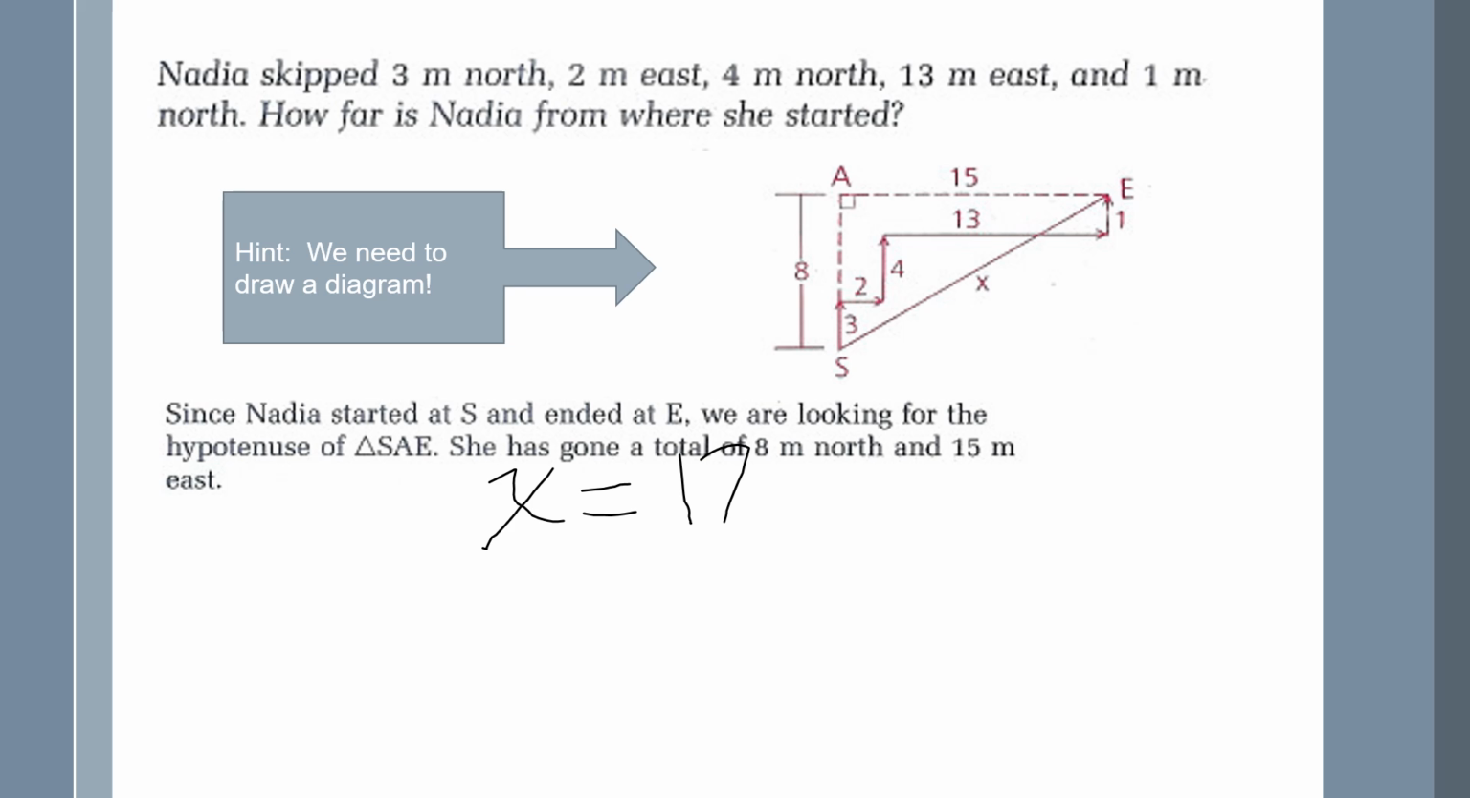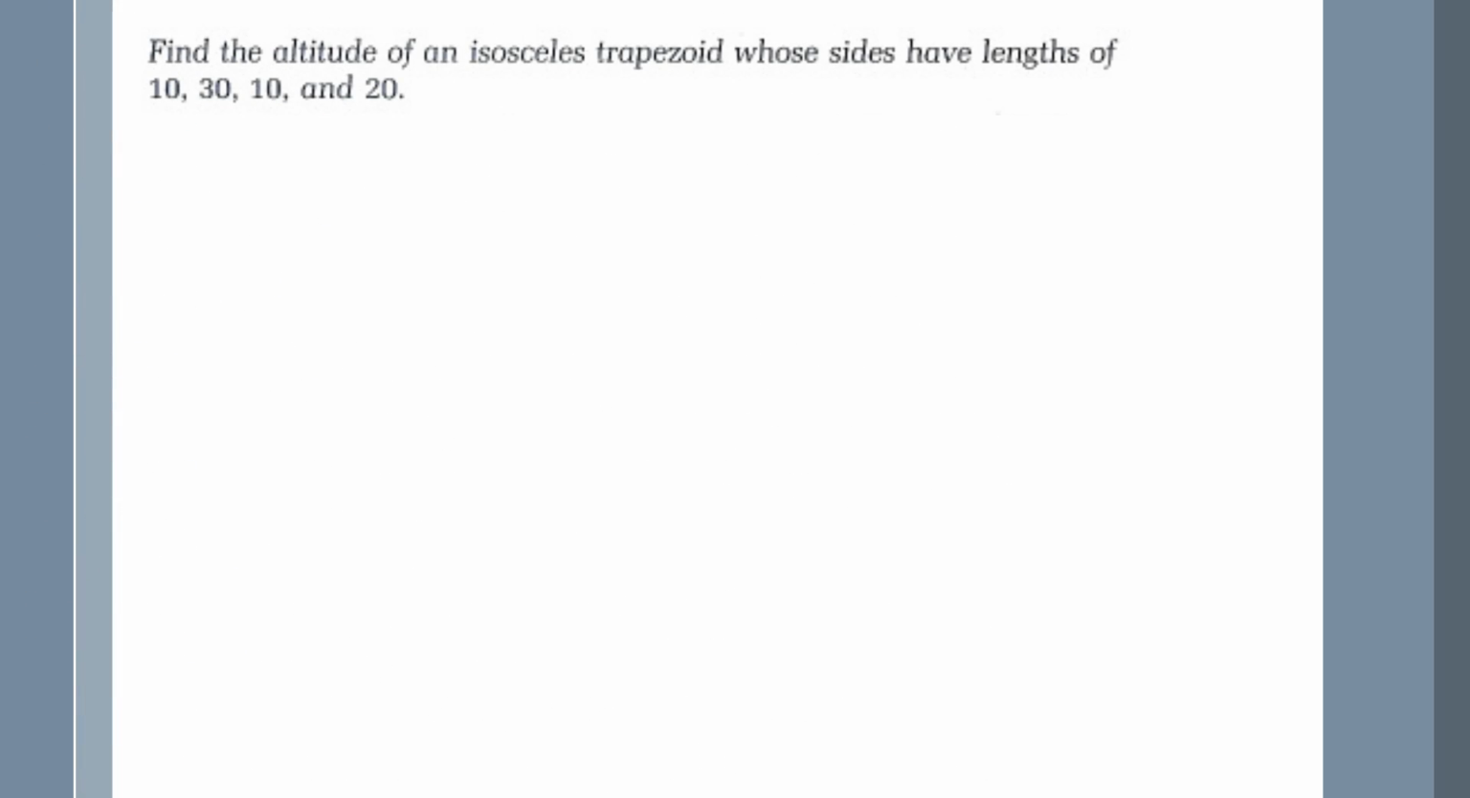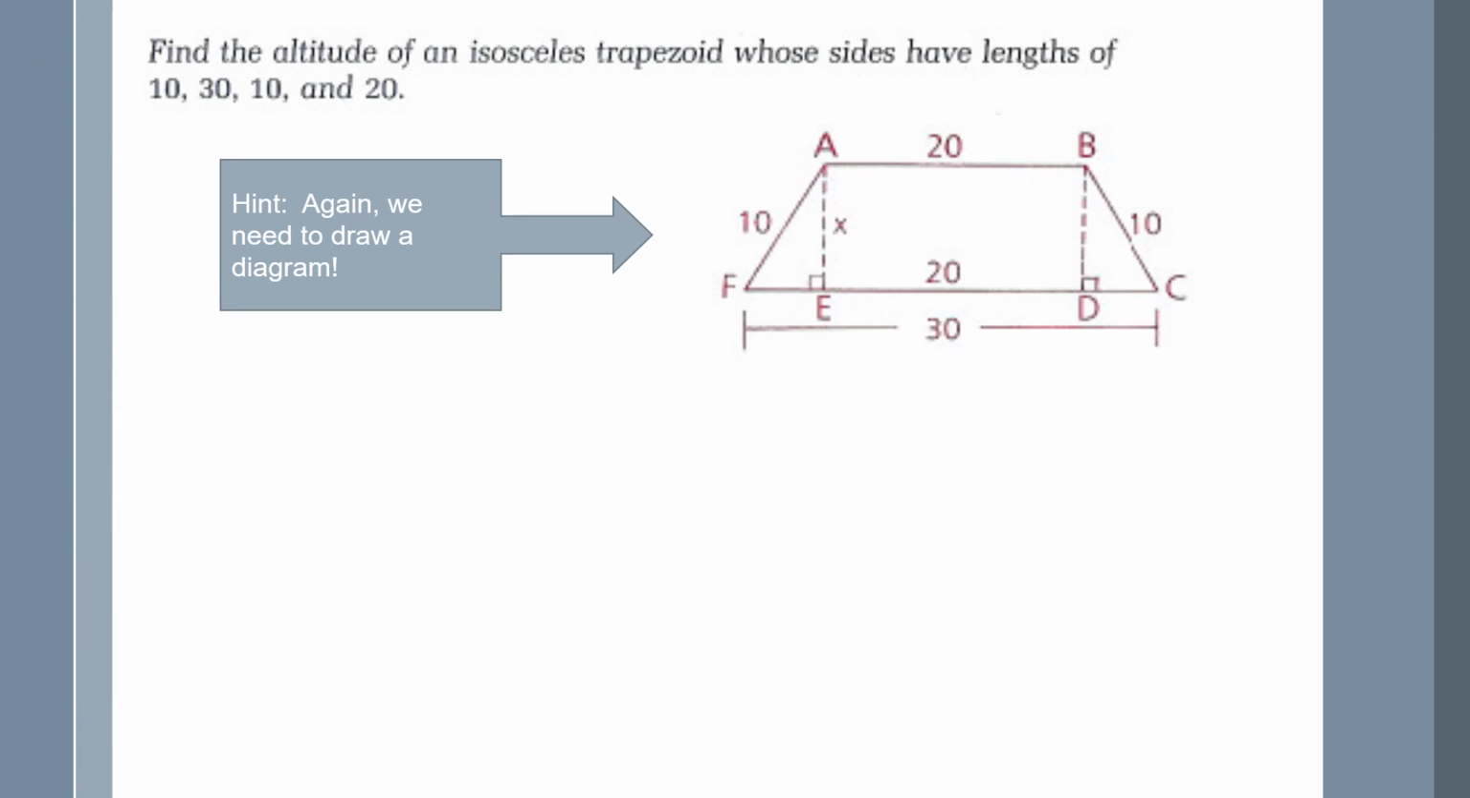I keep forgetting I have more ink on this stuff. There we go. Since she started at S and ended at E, we're looking for the hypotenuse of triangle SAE. She's got a total of 8 meters north and 15 east. Yes, yes, yes. All right, so there's our diagram.